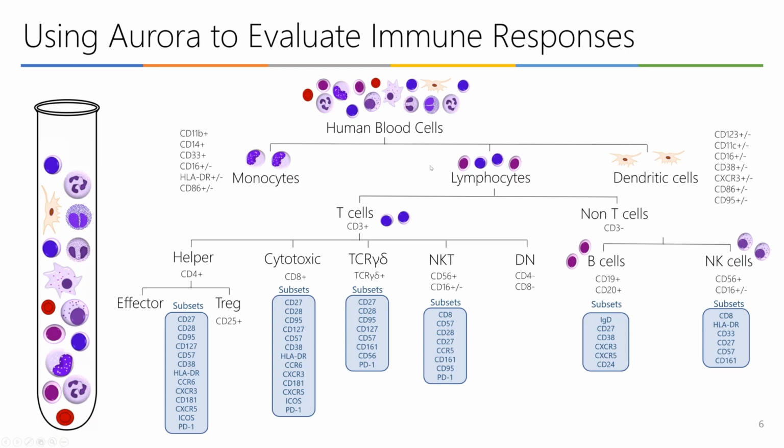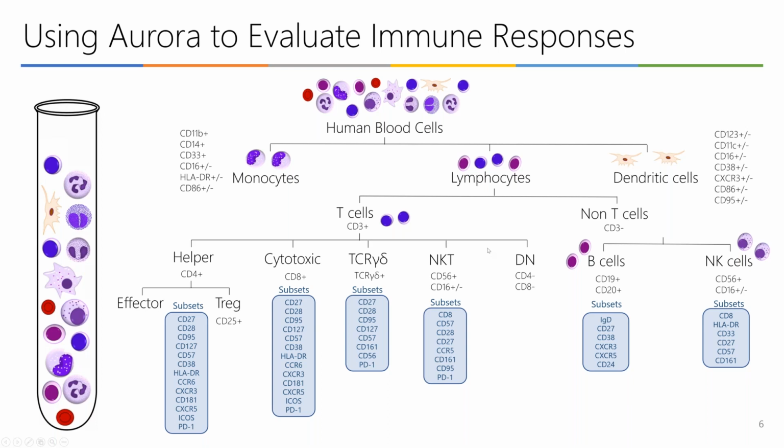We use multiple lineage markers to define the lymphoid and myeloid compartments and their different subsets, including lymphocytes, T cells, B cells, NK cells, dendritic cells. And then we use functional markers to define memory state as well as activation and exhaustion. This is the fluor selection for this panel.